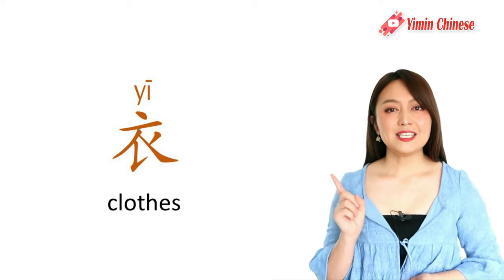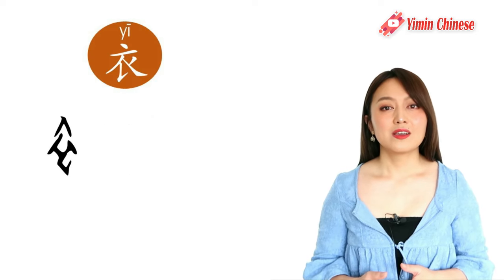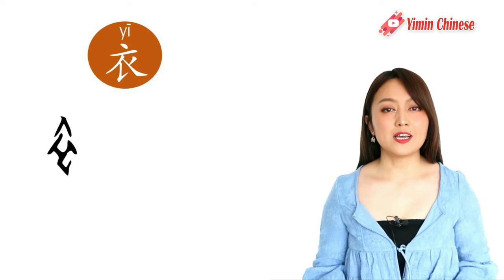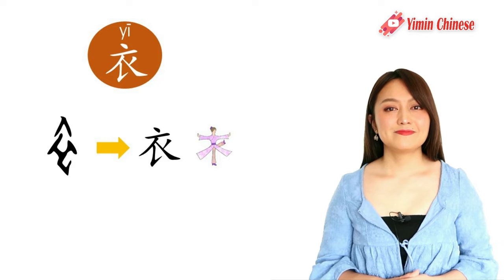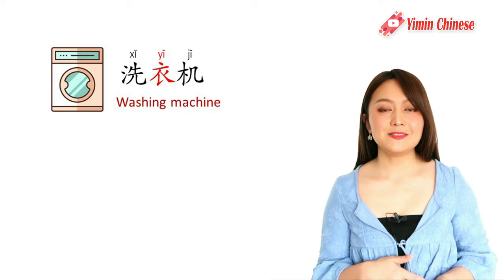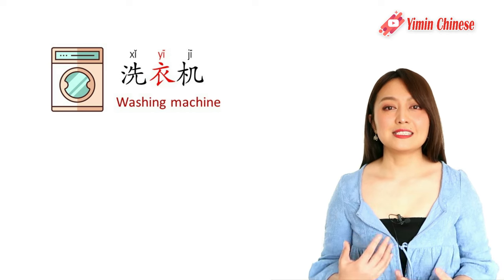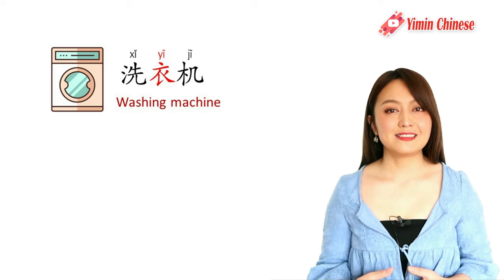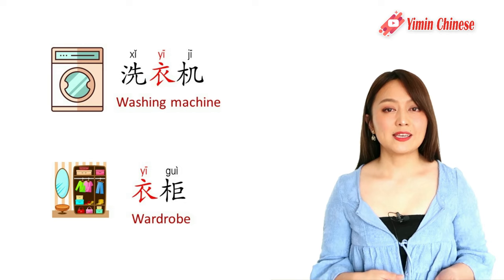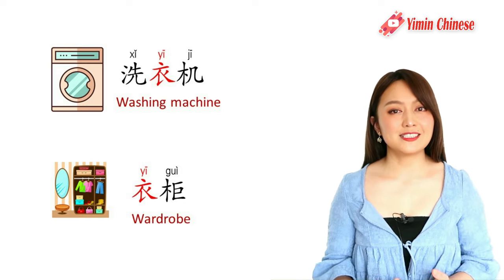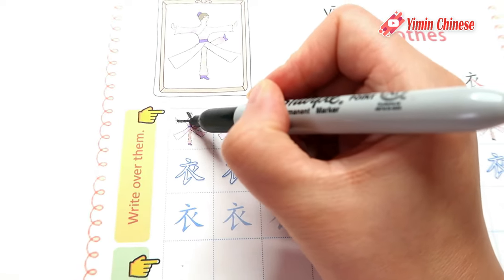Next character, 衣. It means clothing or clothes. Originally, it looked like this. It's drawn of the ancient clothing. And nowadays, it looks like this. For example, 洗衣机, washing machine. 洗 is wash. 衣 is clothes. And 机 is machine. Another one, 衣柜. 衣柜 is a closet or wardrobe. Now let's write the character together.